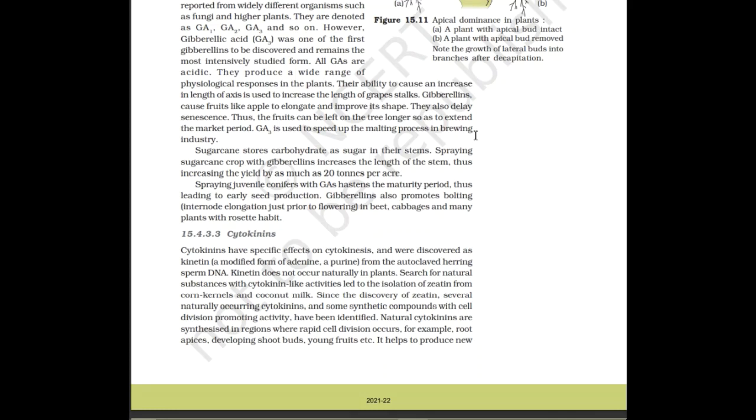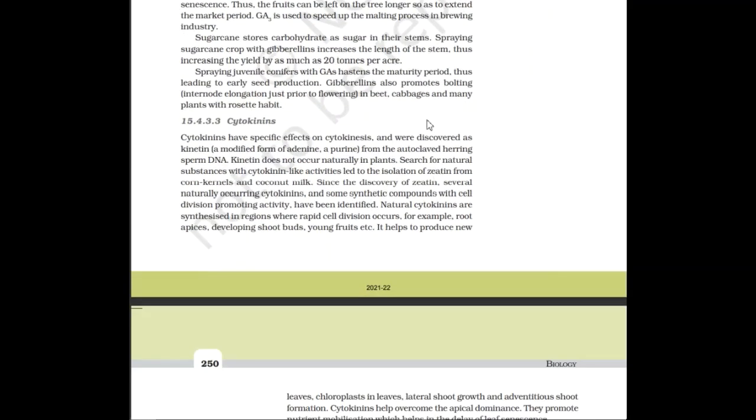Sugarcane stores carbohydrate as sugar in its stem. Spraying sugarcane with gibberellins increases the length of the stem, thus increasing the yield by as much as 20 tons per acre. Spraying juvenile conifers with gibberellic acid hastens the maturity period, thus leading to early seed production. Gibberellins also promote bolting, internode elongation, prior to flowering in beet, cabbage, and many plants with rosette habit.